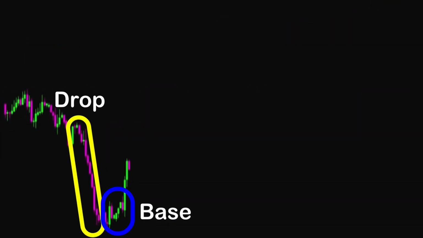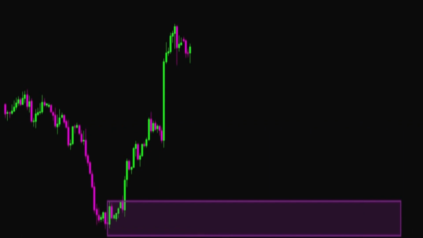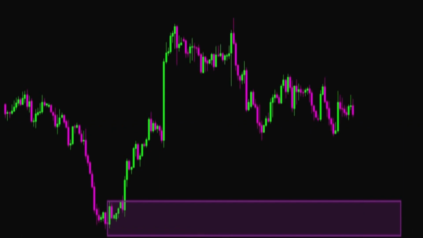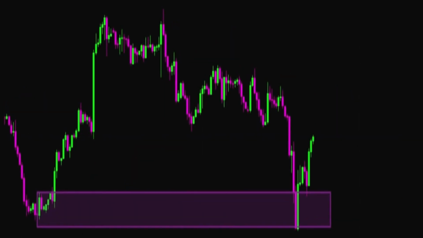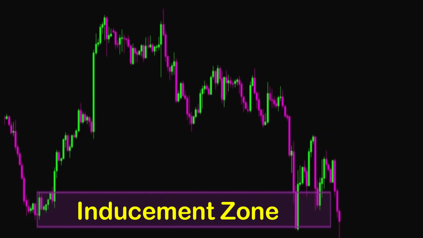Now let us see an example of the demand zone. So, here we can see the market making a drop, then it made a base, and then it made a rally. And thus, we would draw the demand zone from the base. Now let us wait for the market to reach this point. As you can see, the market did not respect this demand zone, which is why we can call this zone an inducement zone.